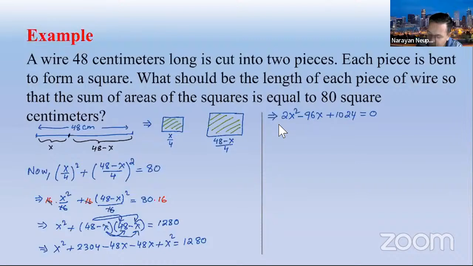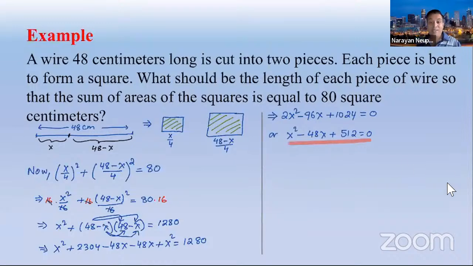So let's do that. If we divide this by 2, the first term will be x squared, because 2x squared divided by 2 is x squared. And then 96 divided by 2 is 48, so 48x. And then plus 1024 divided by 2 is 512, equal to 0. So here we obtain a nice quadratic equation. Look at that. We got a nice quadratic equation, right?